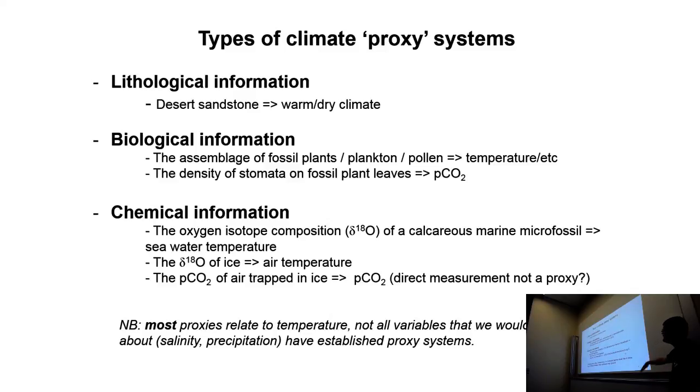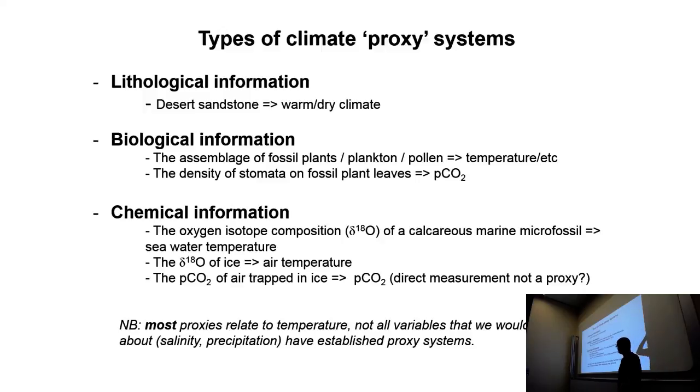Okay, so these things are broadly in three categories. First, lithological information. So you guys went to Pease Bay and looked at some sandstones. At least I know some of you did because I was there. And those sandstones look like they were deposited in a desert environment. So we could use that rock evidence to tell us something about the climate of that place in the past. It was hot and dry, maybe. Quite qualitative, not very quantitative. We can't say how hot.